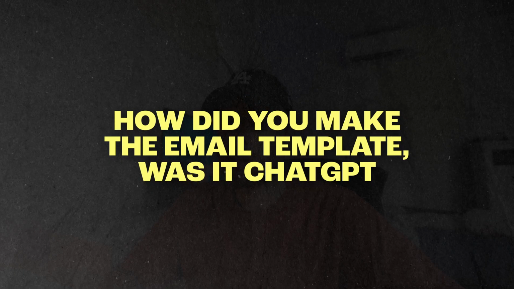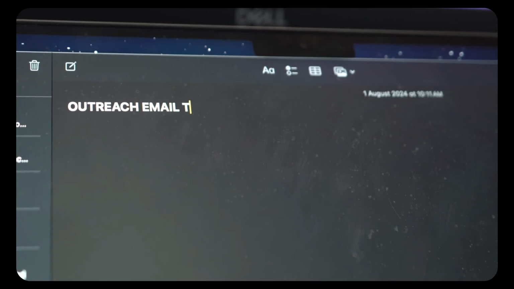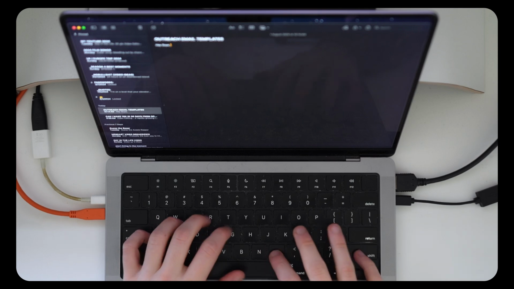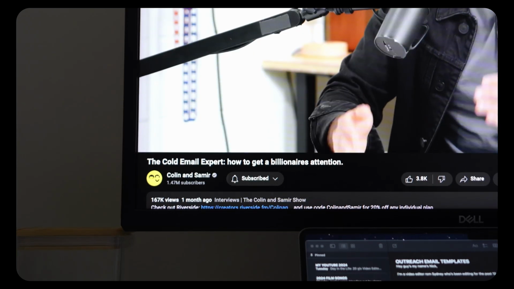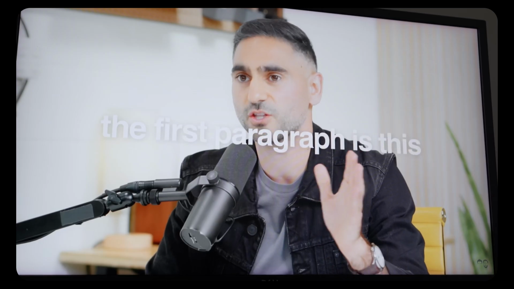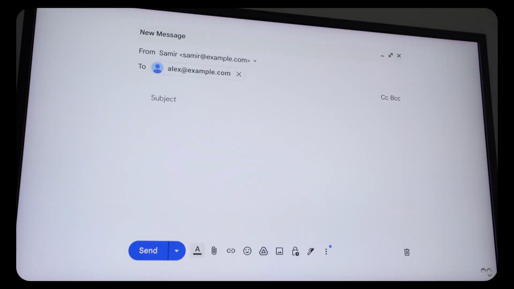How did you make the email template? Was it ChatGPT? Everyone seems to use ChatGPT these days. I hardly use it. I think I've used it maybe no more than 5 times. For that challenge, that email template, I would have taken inspiration from a podcast that Colin and Samir did with someone, I forget his name, but I remember I was watching that to construct a good email template. So yeah, I wrote it myself to a degree with some help from videos.